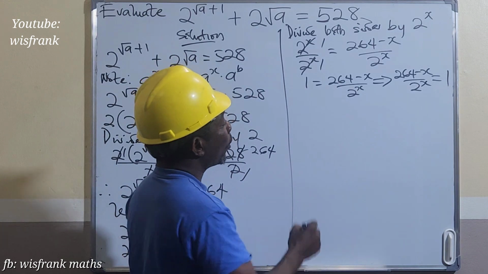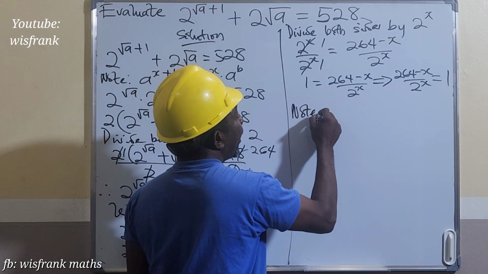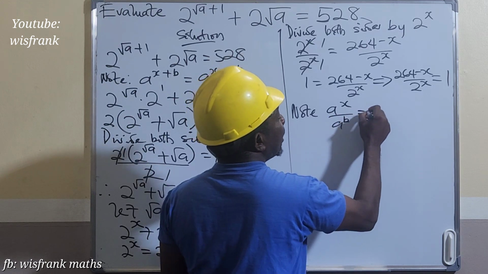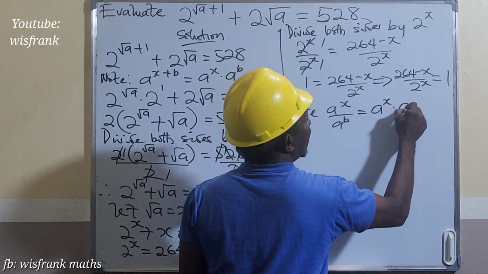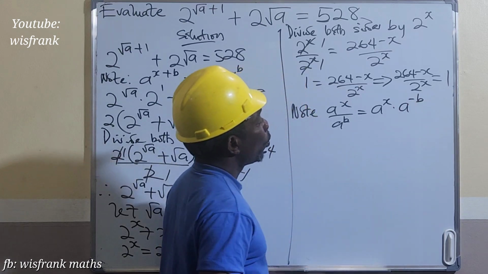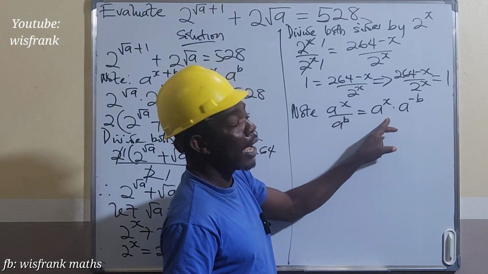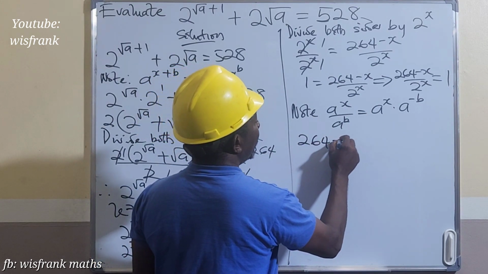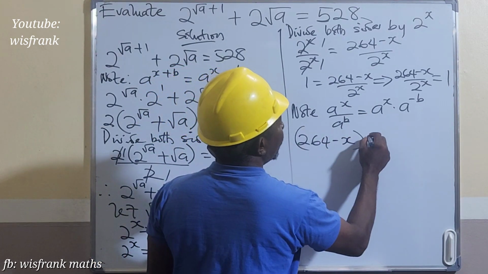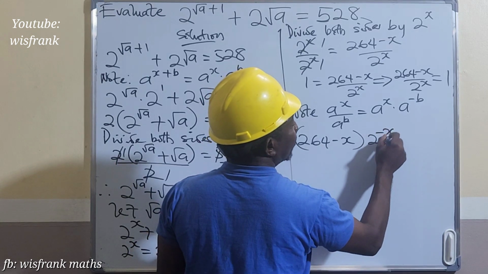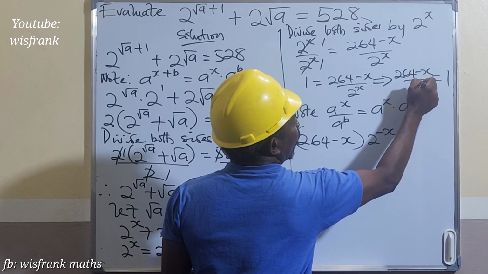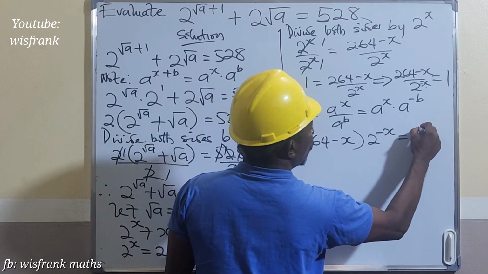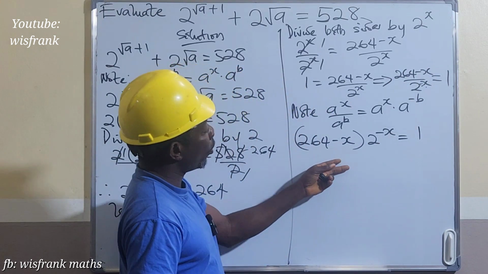Here we recall that when we have a to the power of x all over a to the power of b, it is the same thing as a to the power of x times a to the power of minus b. We are going to express the whole of here in this format. So that will become 264 minus x into 2 to the power of minus x, because this will move up and become negative here. So it will be equal to 1. So this is what we have now.